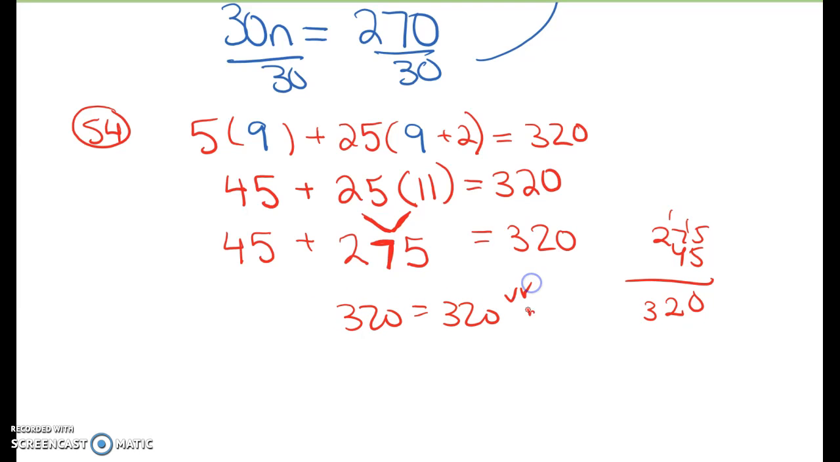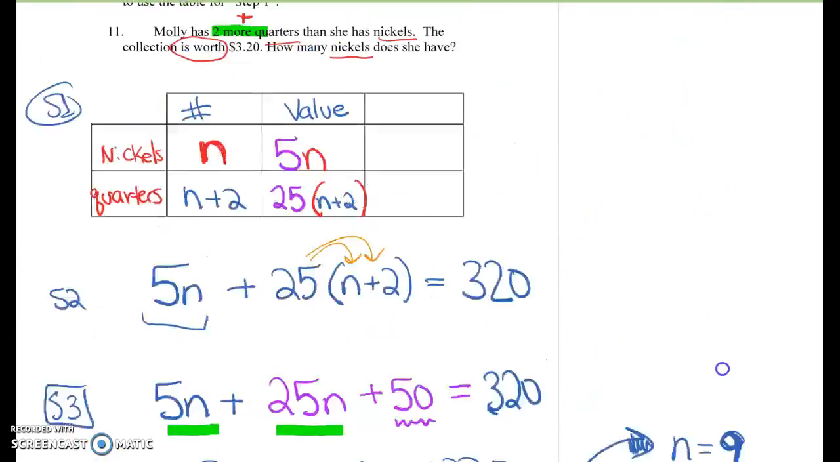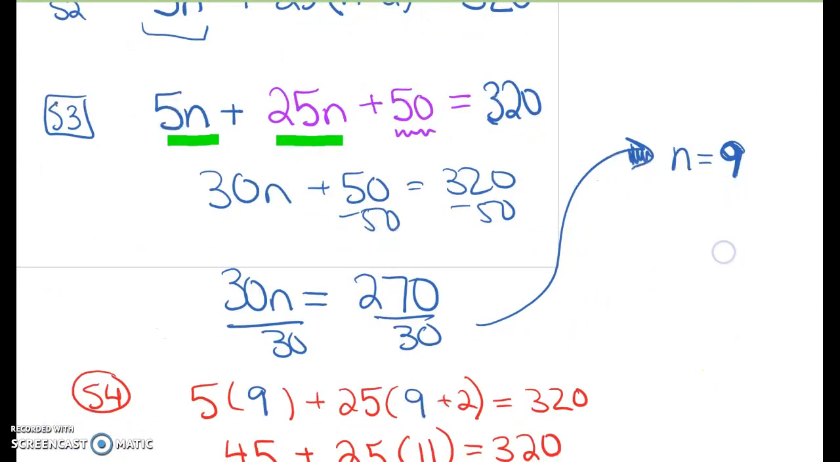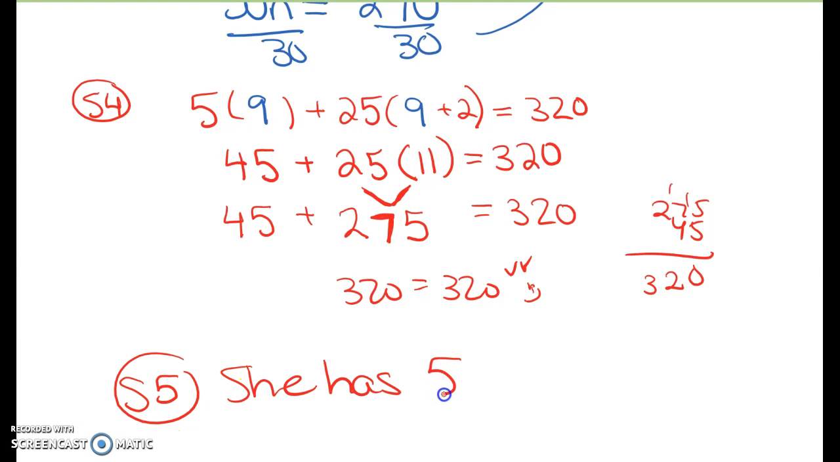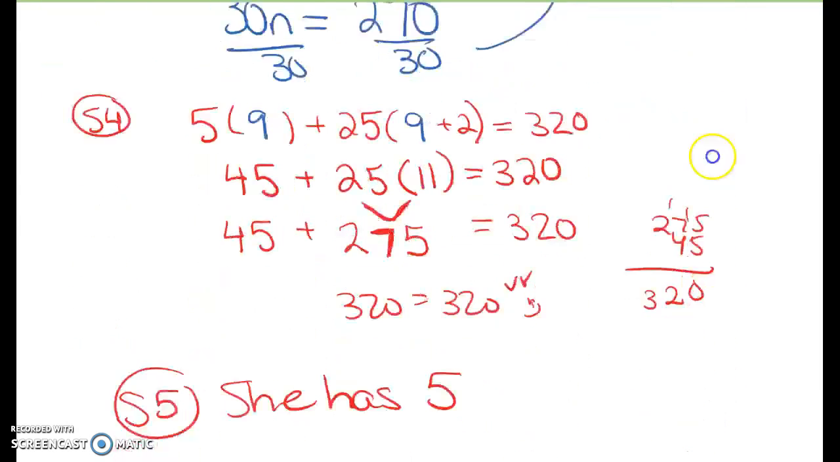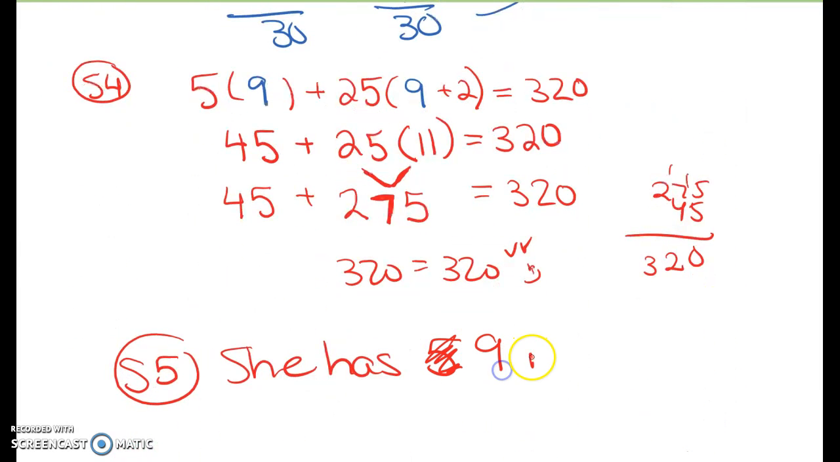We're happy, happy campers. And our question was, how many nickels does she have? And look, there's our answer. So we're just going to write it in step 5 for our last point. She has 9 nickels. And that's the end of page 11.